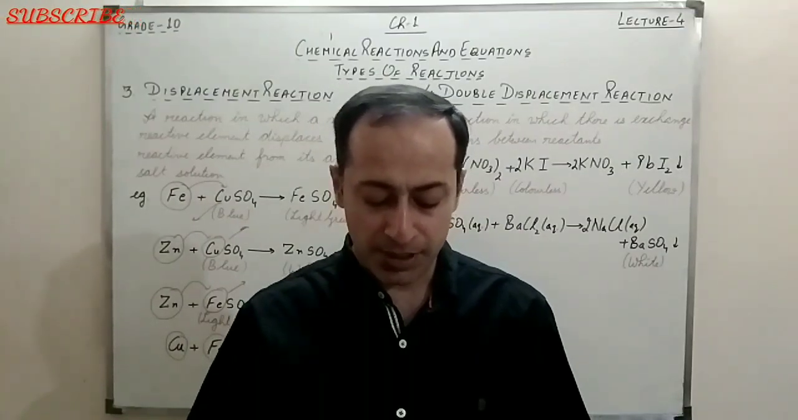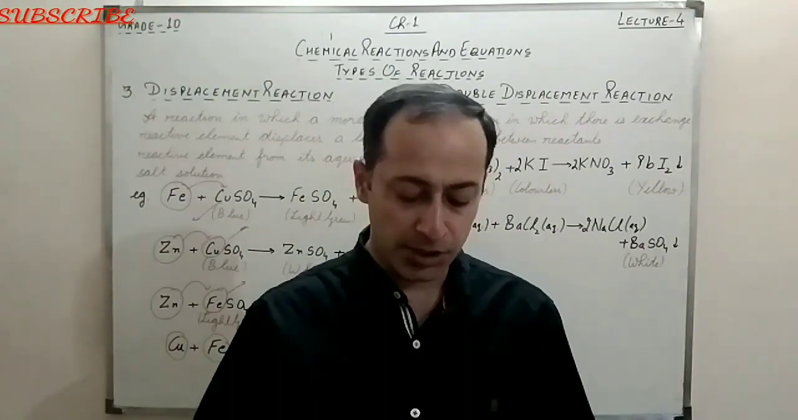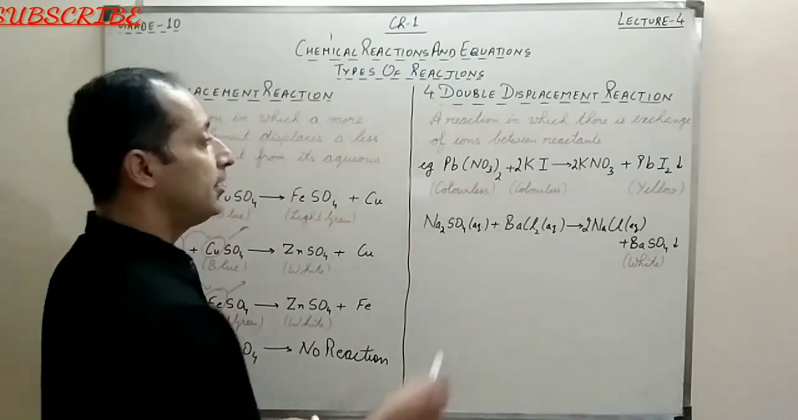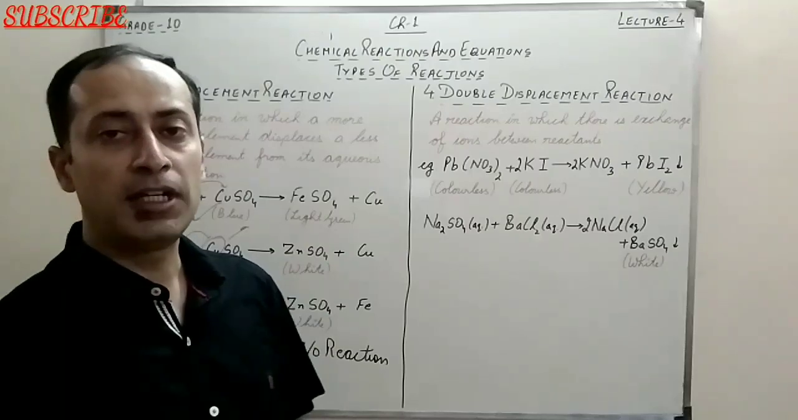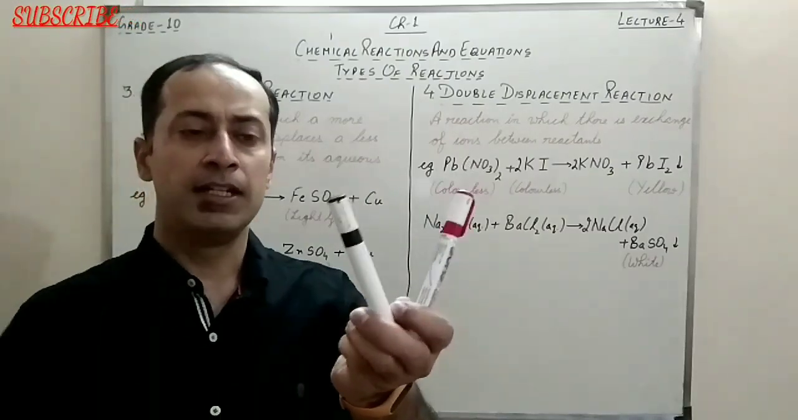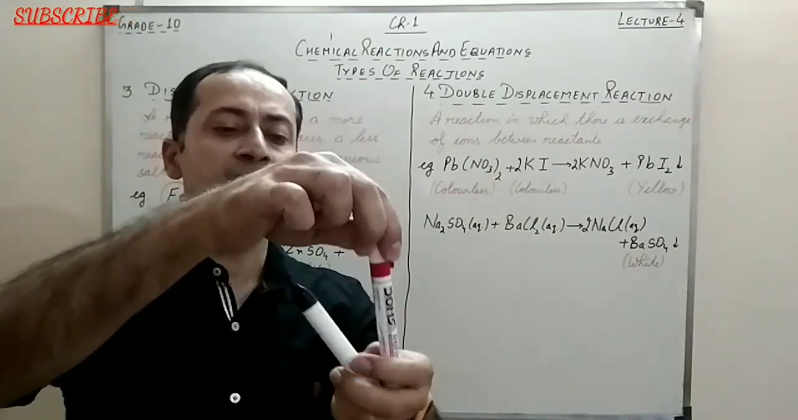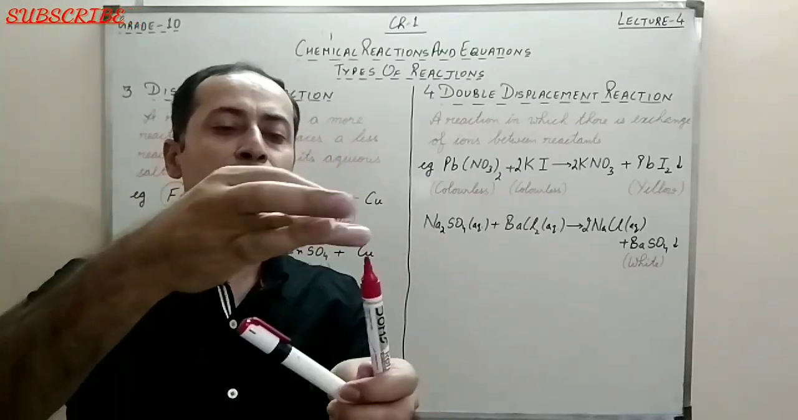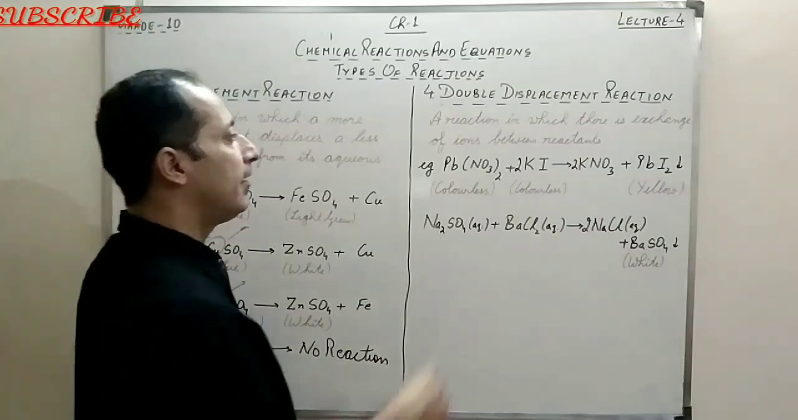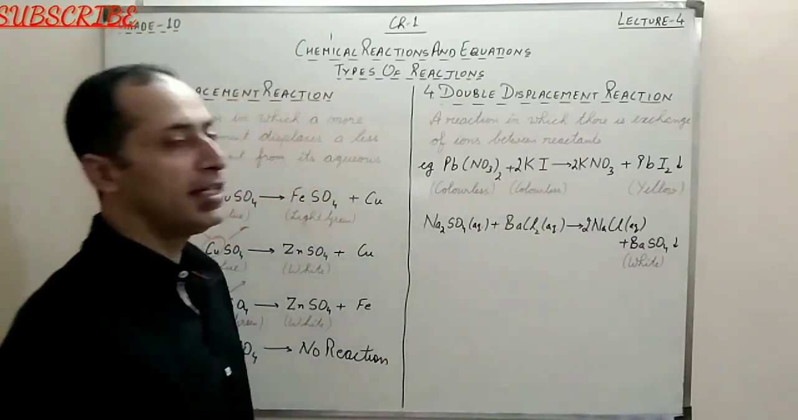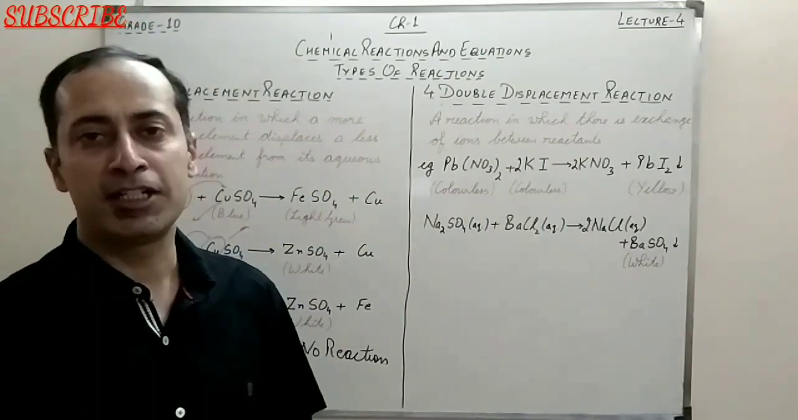Or in terms of definition, in terms of chemicals, we say a reaction in which there is exchange of ions between reactants. Initially there were two reactants. What they did is they exchanged their ions. So we now have two new products. So we say a reaction in which there is exchange of ions between reactants is called a double displacement reaction.